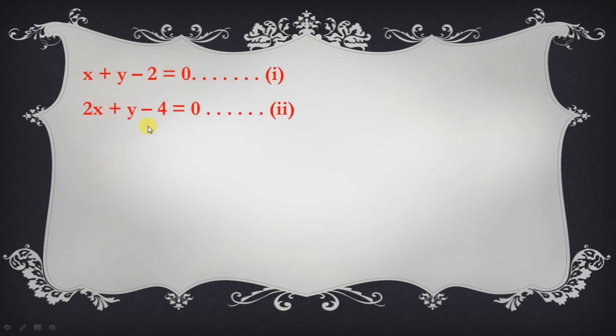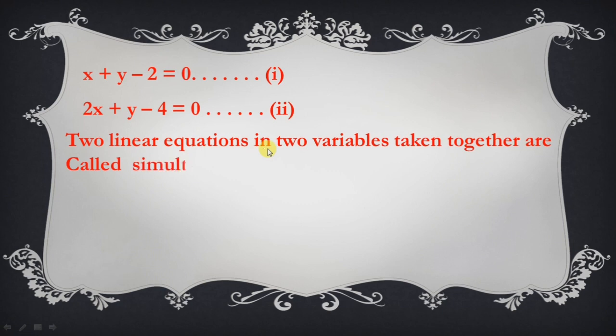Now let us consider two equations: x plus y minus 2 is equal to 0 and 2x plus y minus 4 is equal to 0. Name them equation number 1 and equation number 2. Two linear equations in two variables taken together are called simultaneous linear equations.